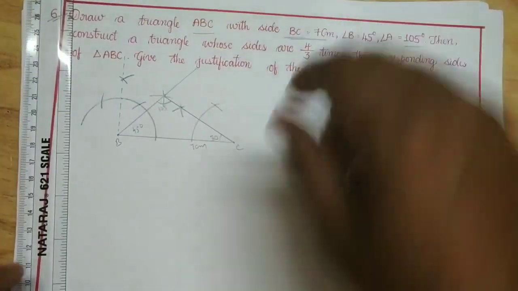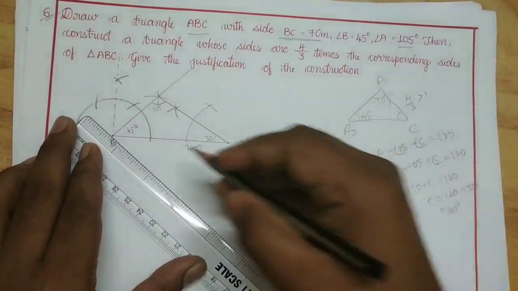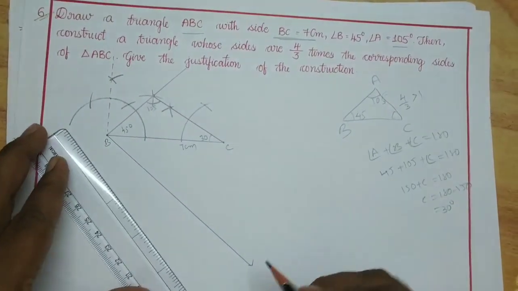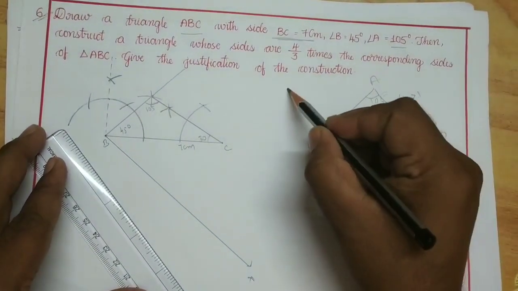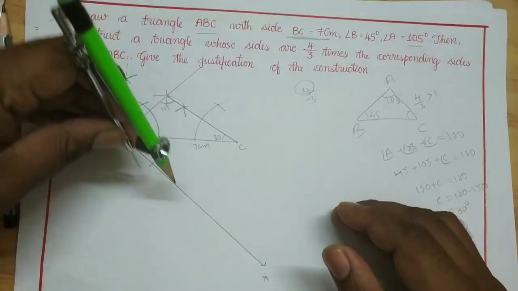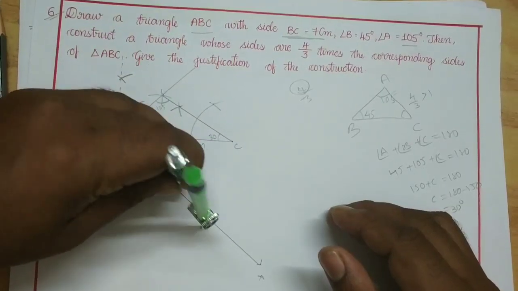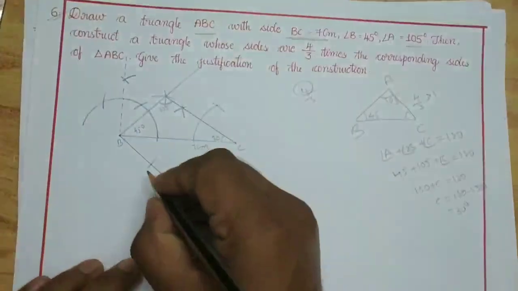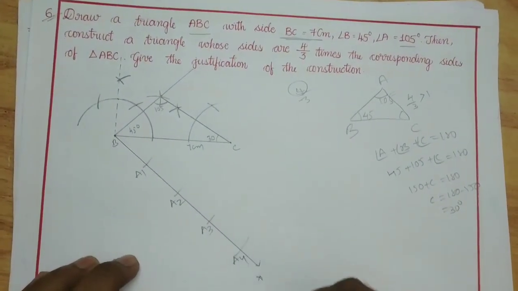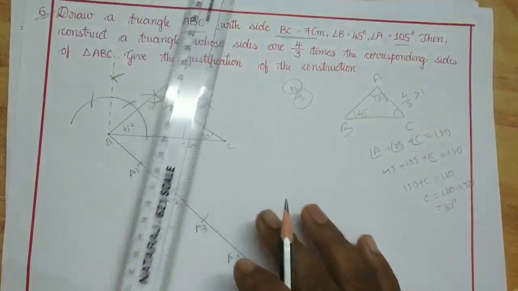After completion of the triangle, draw a line AX. So what is the greater? 4 out of we have to make it. So 1, A2, A3, A1, A2, A3, A4. Then what we have to do from the bottom, what is there? 3. With that we have to join.